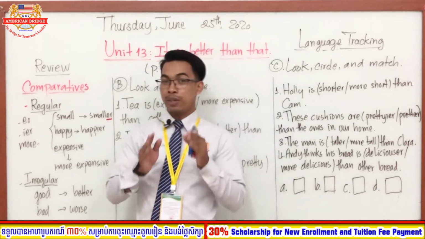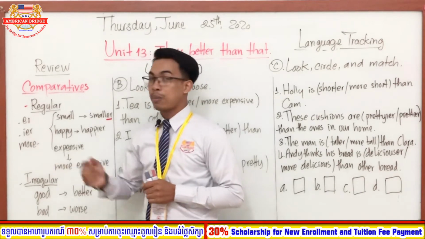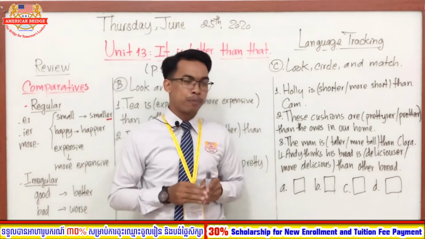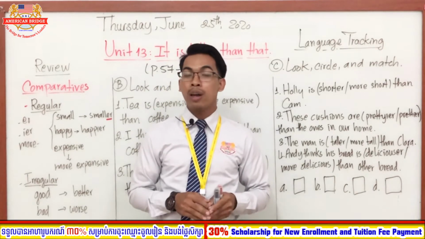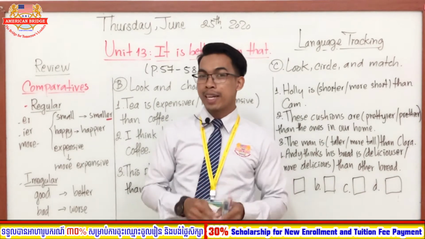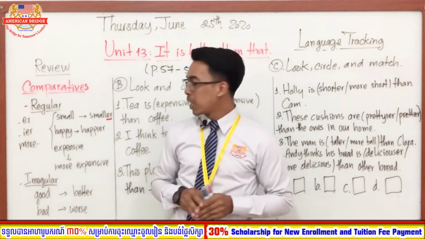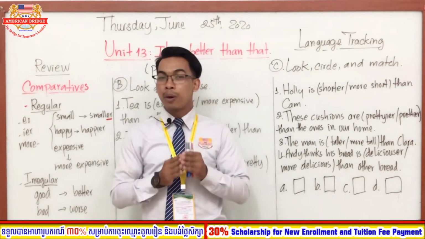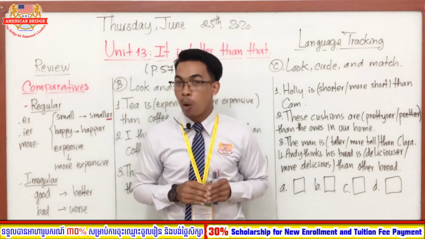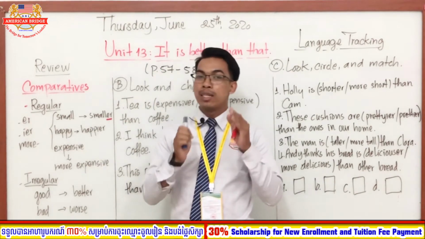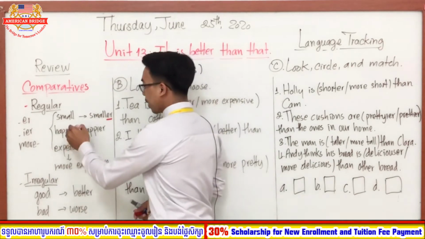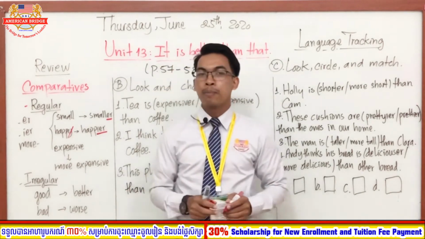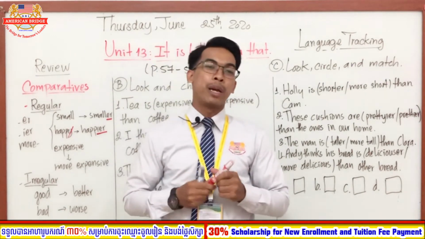So now let's move on to the next one, which is IER. Teacher explained that this is for words that have two syllables or less, and it ends in letter Y. Like the word happy. The word happy has two syllables, and it ends in letter Y. So we have to change Y to I, and then after that we add ER, and it becomes a comparative adjective.